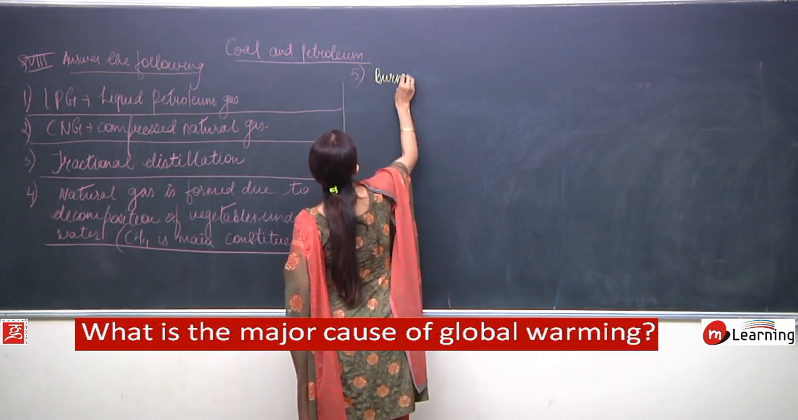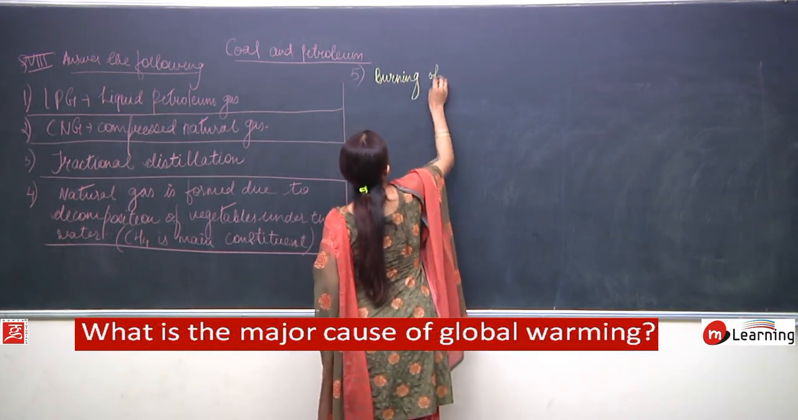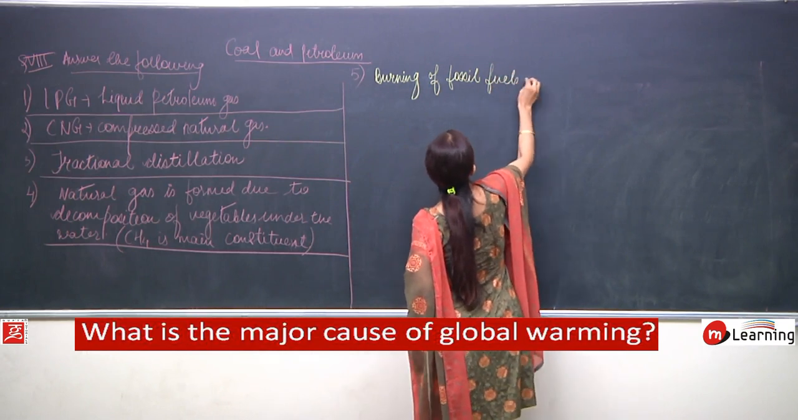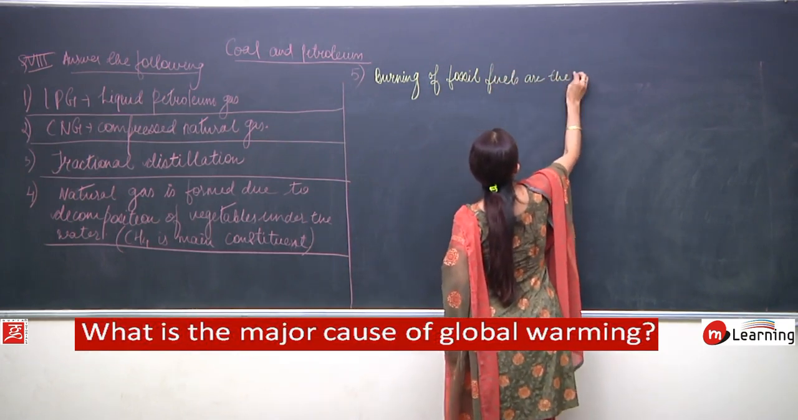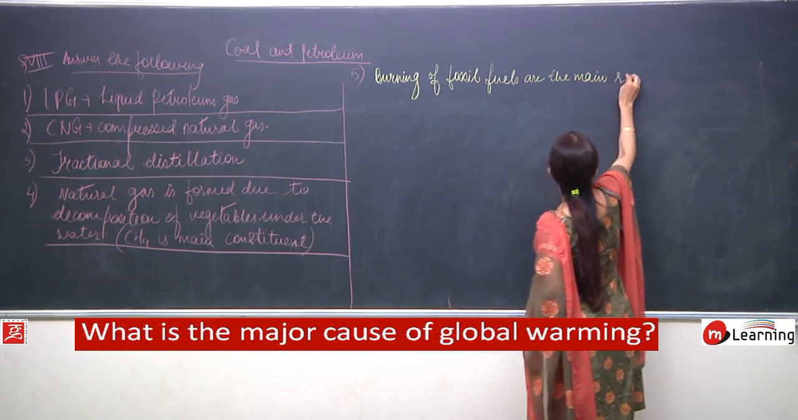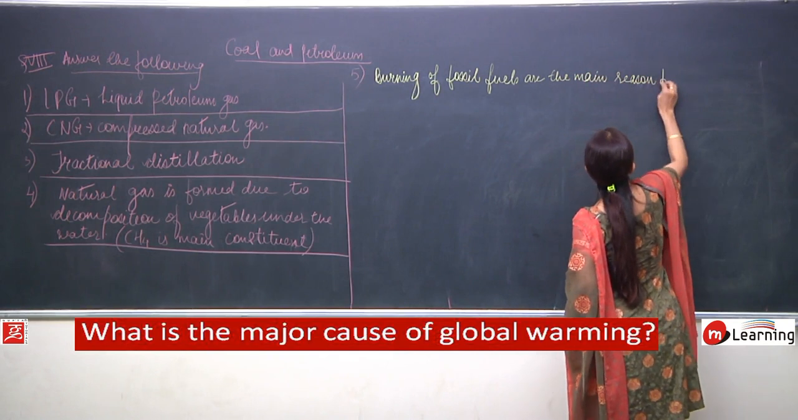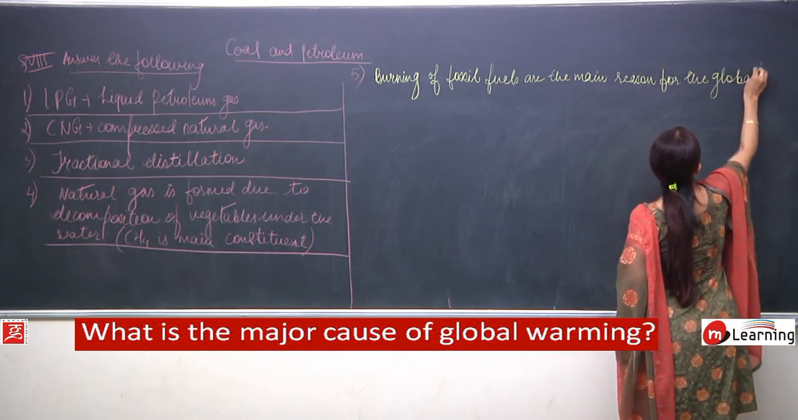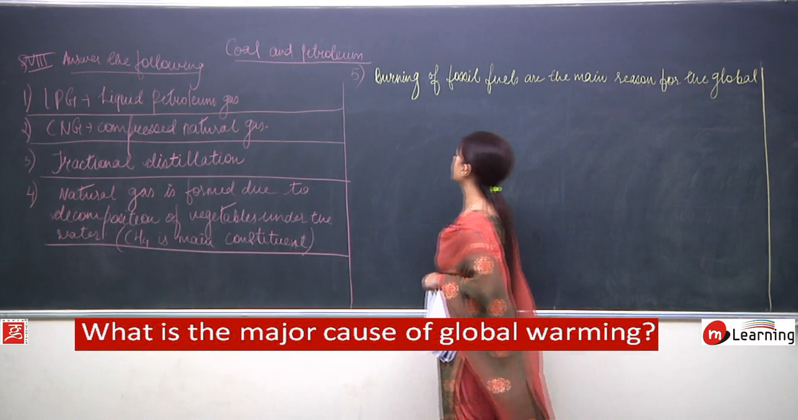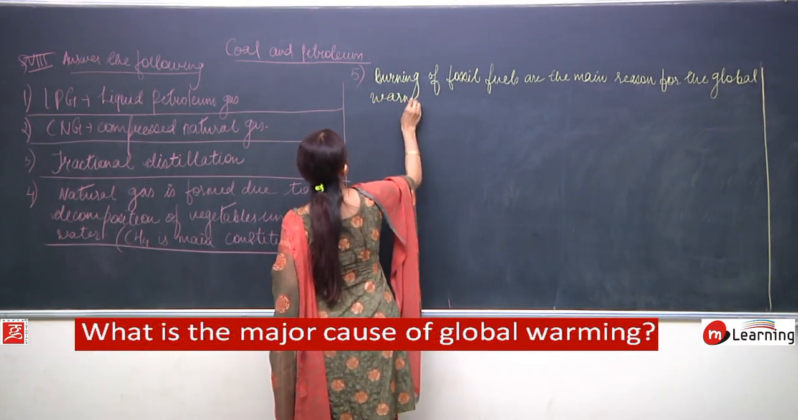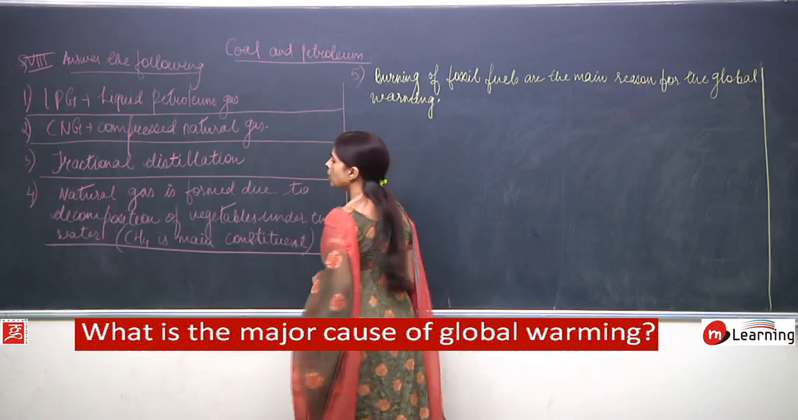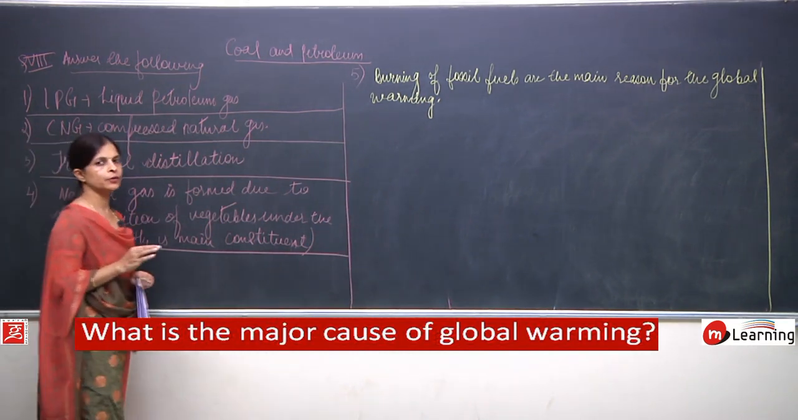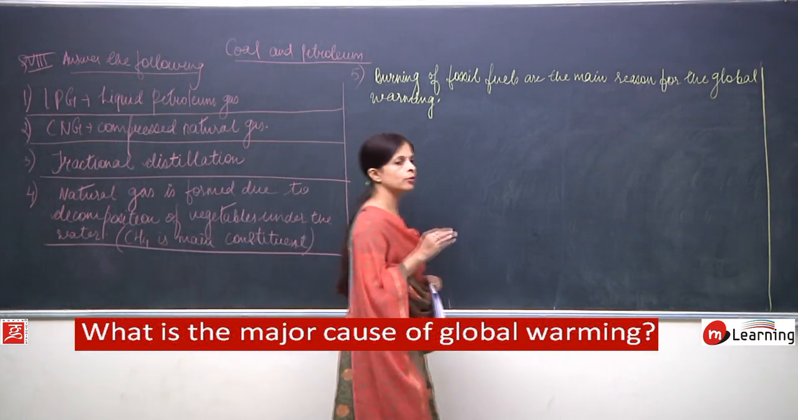Burning of fossil fuels are the main reason for the global warming. Okay, now see, it is a one line question. So we can write only that burning of fossil fuels are the main reasons for the global warming.